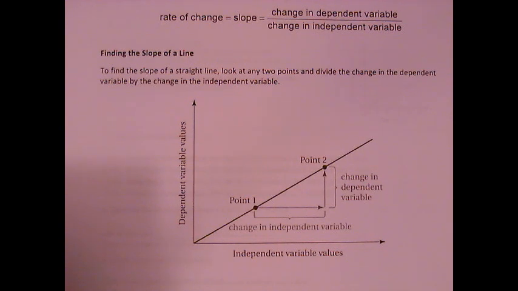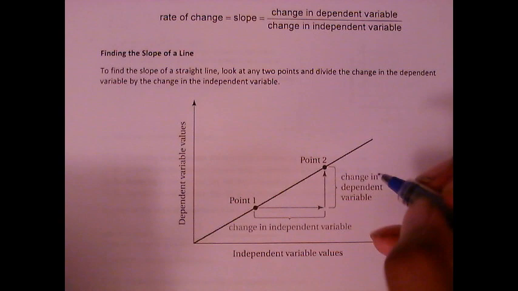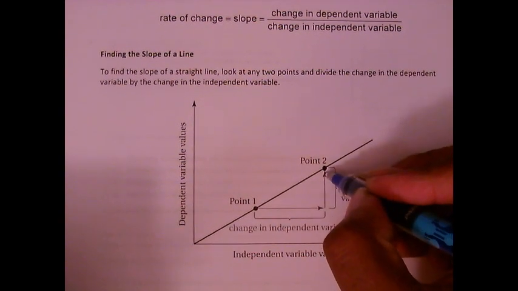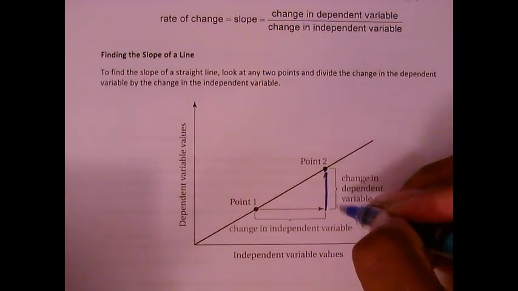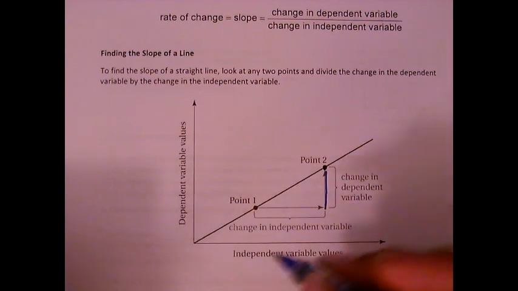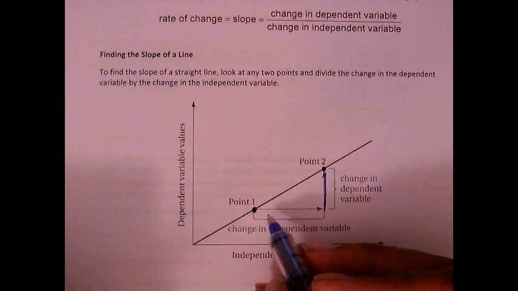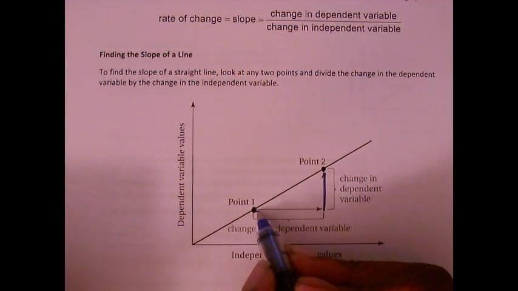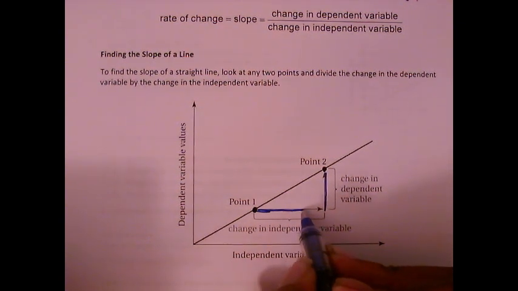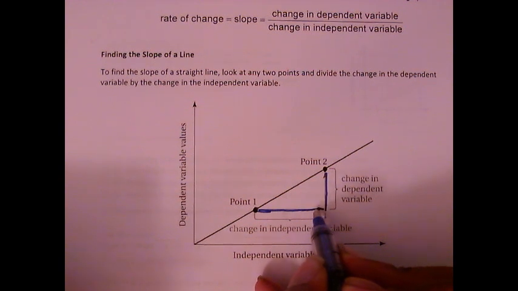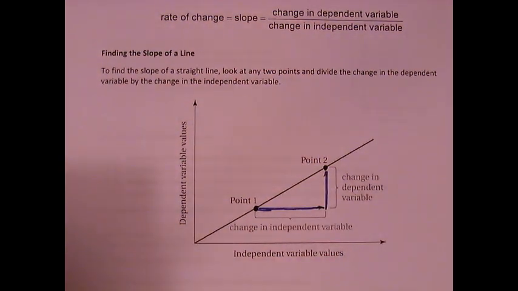In this case, the change in your dependent value will be from this point to here. That's that distance. That'll be divided by the change in the independent variable from that point all the way to here. That distance is your change in independent variable.